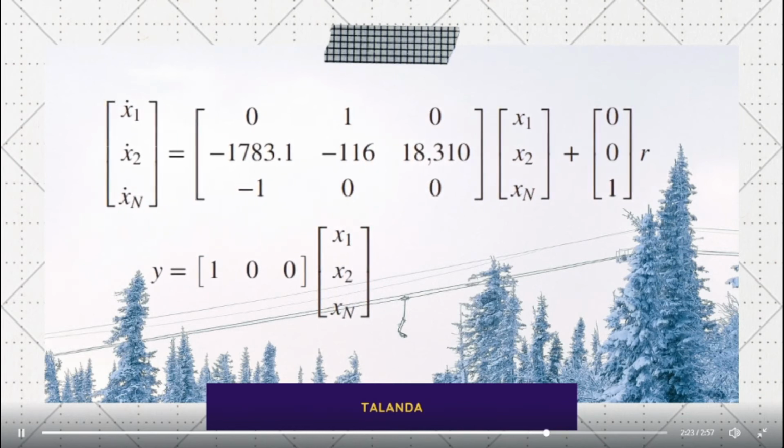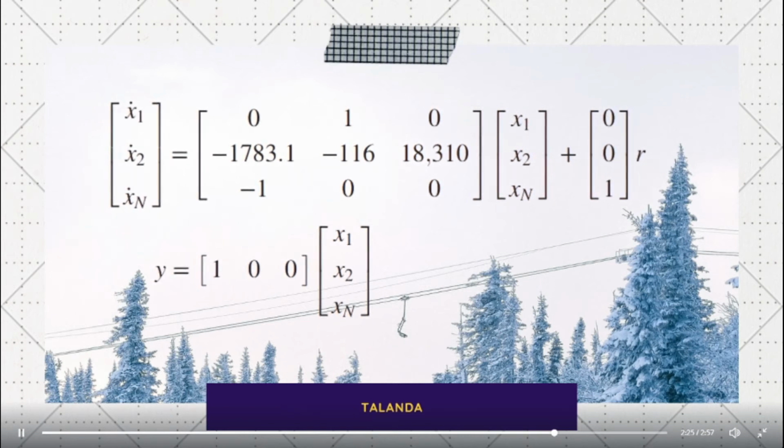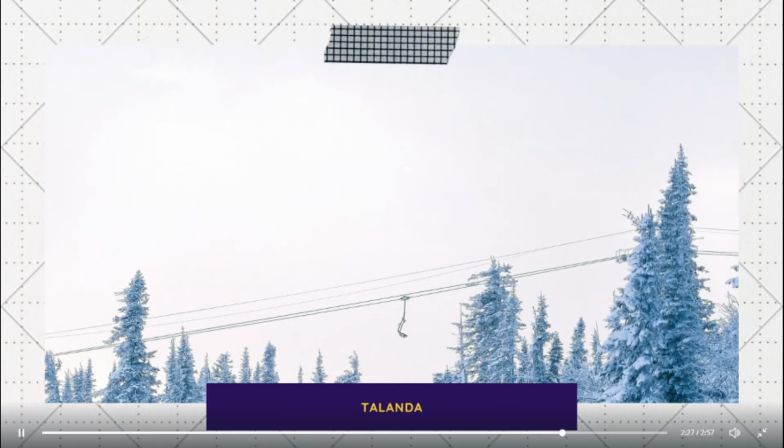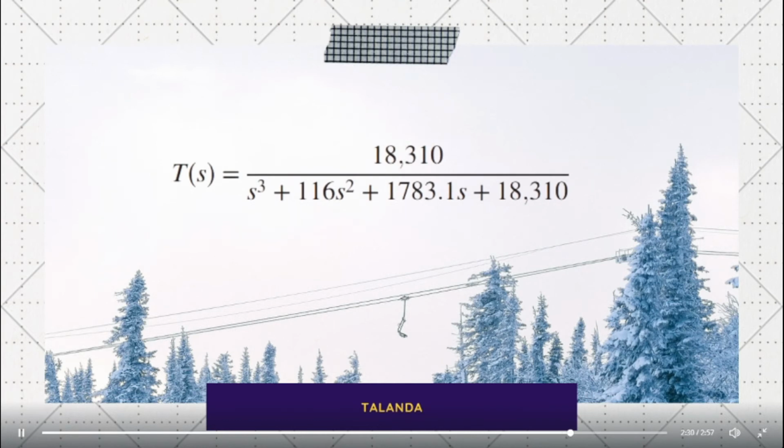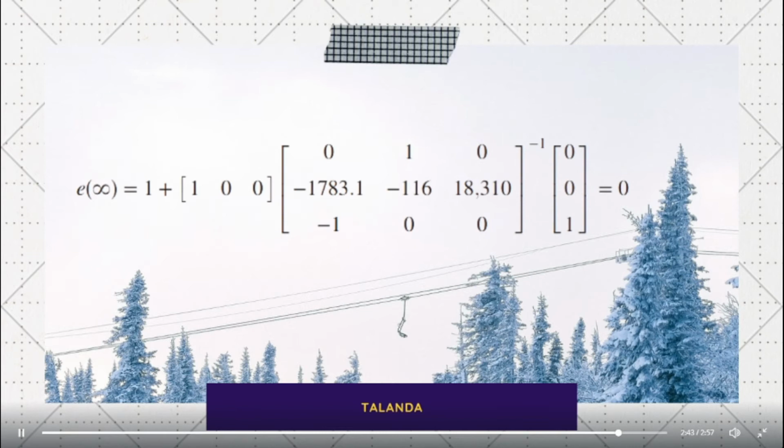To test our zero assumption, we now apply and find out that the closed loop transfer function is T of s equals 18,310 over s cubed plus 116 s squared plus 1783.1 s plus 18,310. We have the desired transient response because the transfer function matches our design. Let us now calculate the steady state error for a unit step input. We get zero, so this will be our final answer for part B. Therefore, we can conclude that the system behaves like a type 1 system.